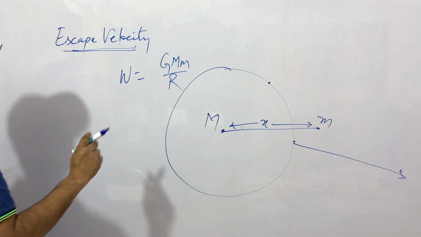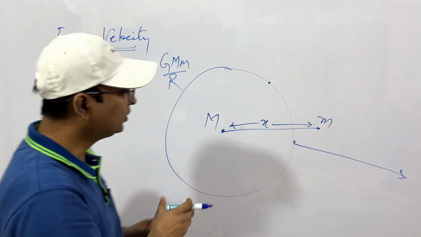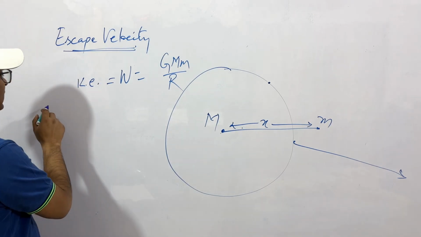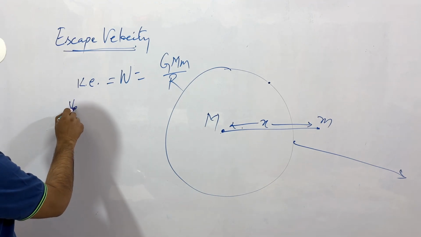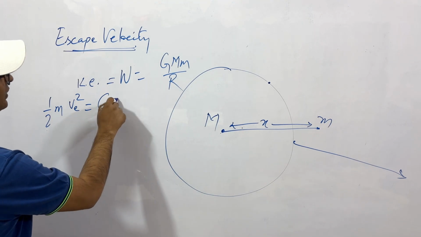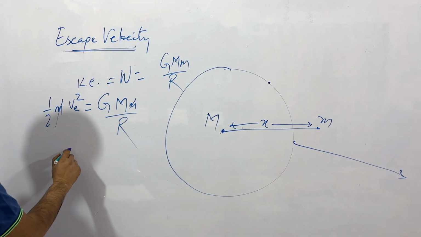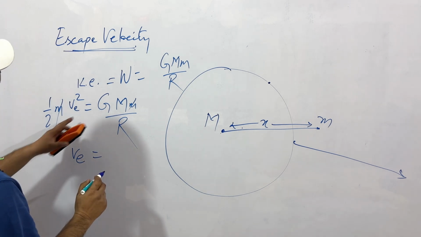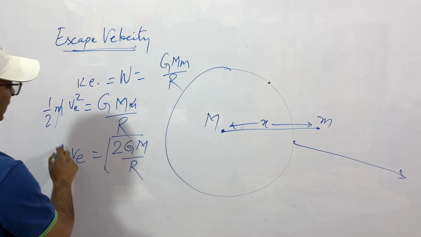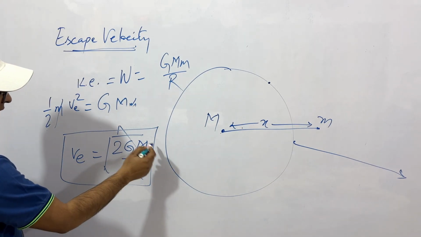Now if you want a body to escape this gravitational potential, what will you need? You will need kinetic energy, which has to be equal to this. Then only you can escape. Let's say that escape velocity is ve. Then you know kinetic energy is half m v square. So this has to be equal to GMm by r. So let's do this. What do you get? You get ve is equal to root over 2GM by r. This is the expression for escape velocity.